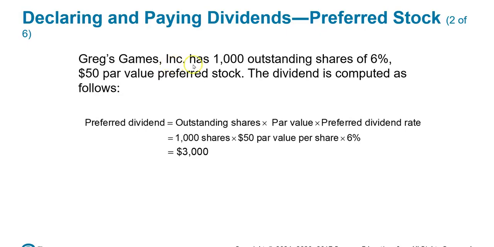So Greg's Games Inc. has 1,000 outstanding shares of 6%, $50 par value preferred stock. The dividend is computed as follows. Number of outstanding shares, 1,000, times the par, $50, times the percent, 6%, comes out to $3,000. So this is the amount that is paid to preferred stockholders from any dividend that's declared. So they would get their $3,000 before common stock would get anything.